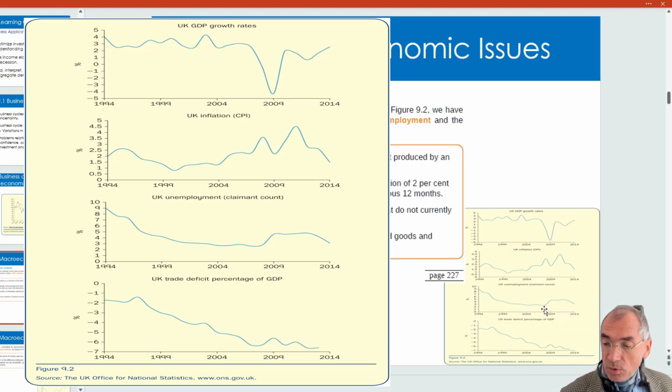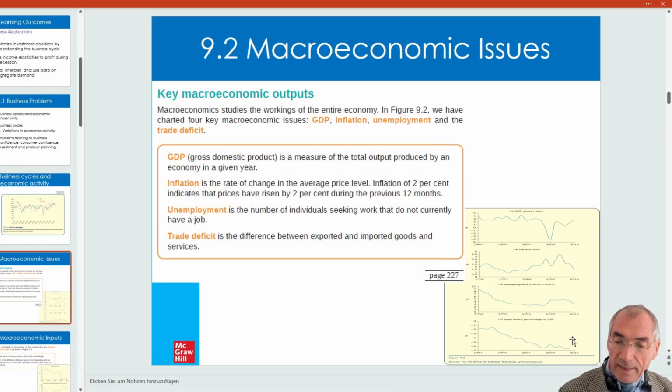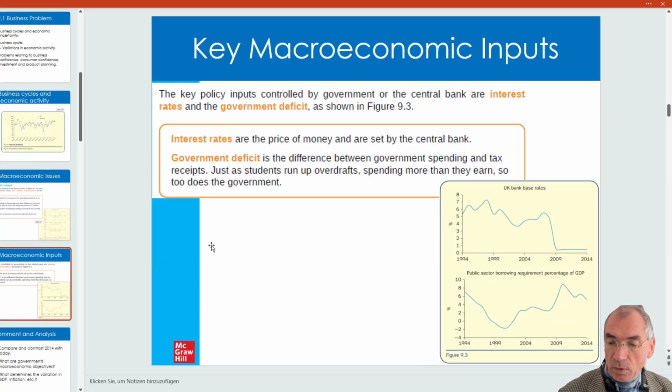This figure 9.2 from our book has a bit older numbers, but in class we are going to deal with the actual numbers. We are going to go to the pages of the Statistical Bureau or of international institutions like the IMF and so on, and check the current data. But these are the four big macroeconomic issues, followed by the monetary ones, the interest rate.